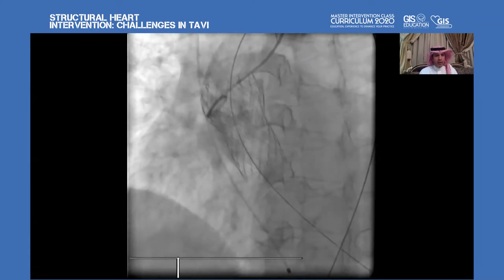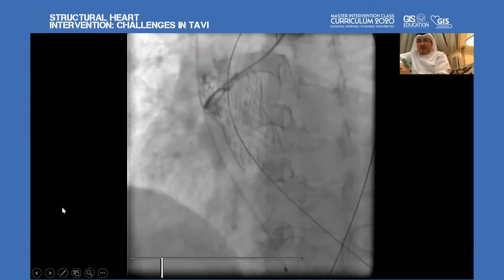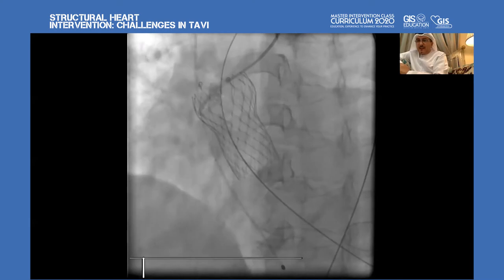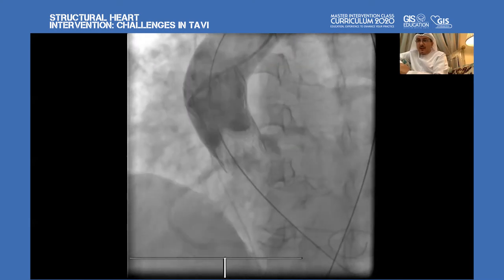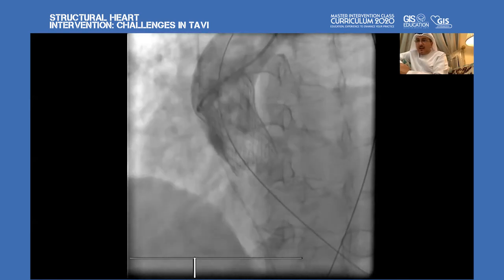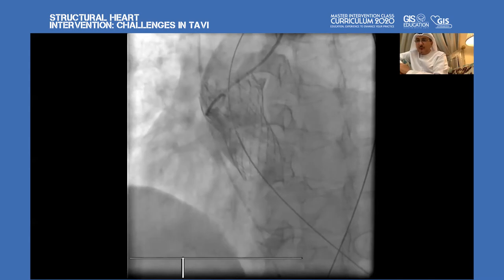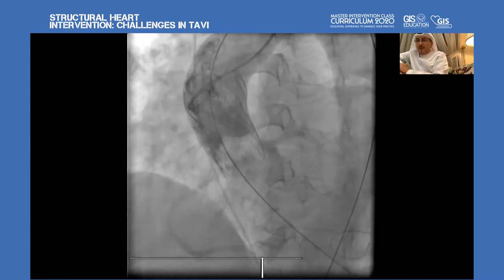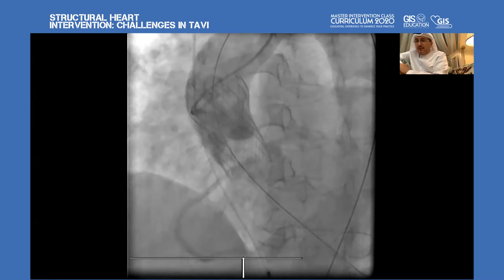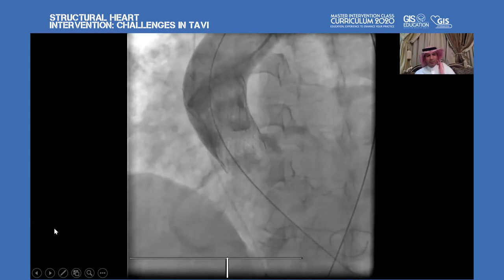I keep forgetting this, sorry, Fawaz. I think given that the patient is hemodynamically stable and we can see in the aortogram the flow to the coronaries is good, and the wire is still there, so that's very important that we don't lose the wire. So I think we'll try to snare it first, okay? And then we deploy another valve. Good. So Saleh, back to you.